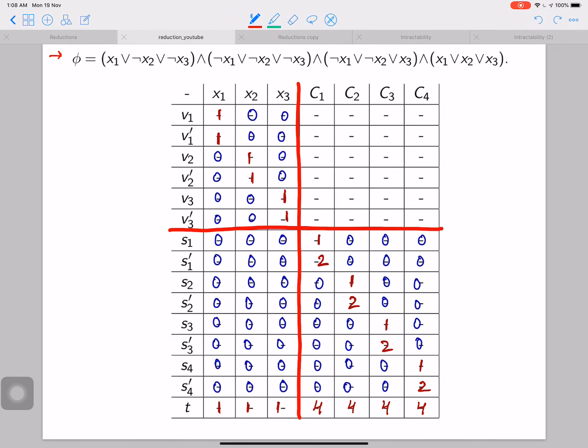For each of these, for x1 I'll make two variables, v1 and v1 dash. For x2 I'll make two variables, v2 and v2 dash. For x3 I'll make two variables. Likewise, for c1 I'll make two variables, s1 and s1 dash. For c2 I'll make two variables. For c3 I'll make two variables. For c4 I'll make two variables.